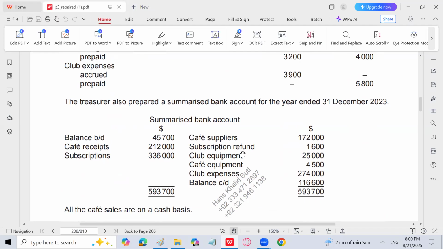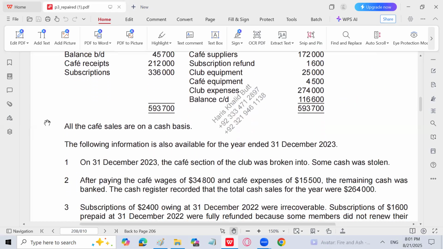Subscription refund means any subscription that has been refunded back. Club equipment which we have purchased. Cafe equipment we have purchased. So it means that we have two types of depreciation. Depreciation on club equipment will go to the club income and expenditure account, and depreciation on cafe equipment will go to the cafe trading account. Club expenses are given. All cafe sales are on a cash basis.